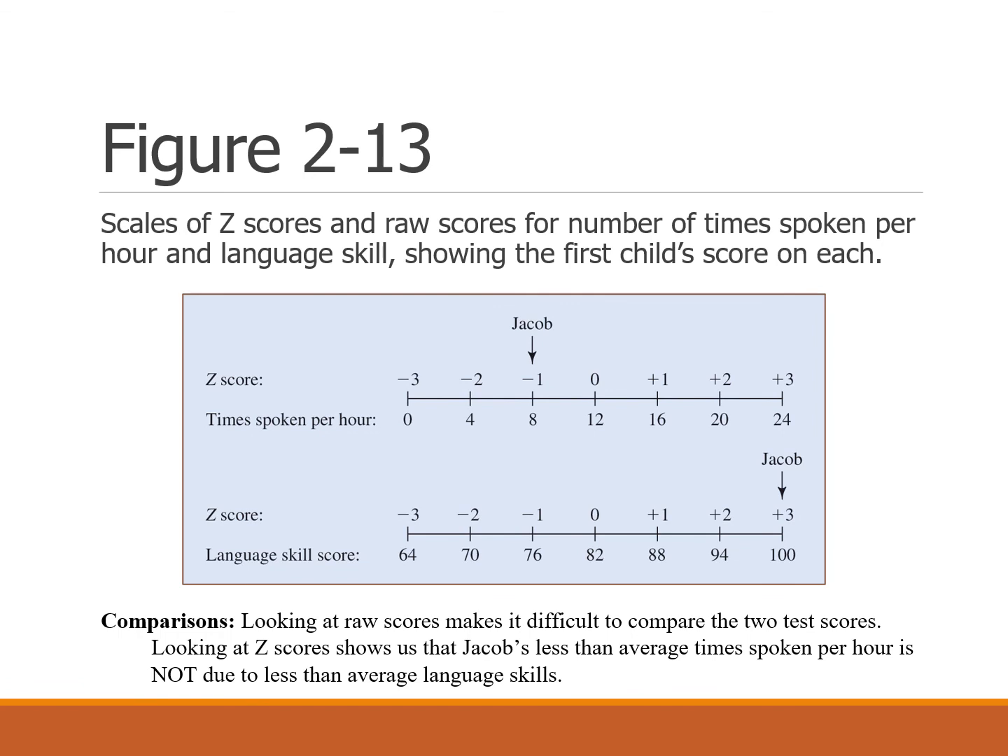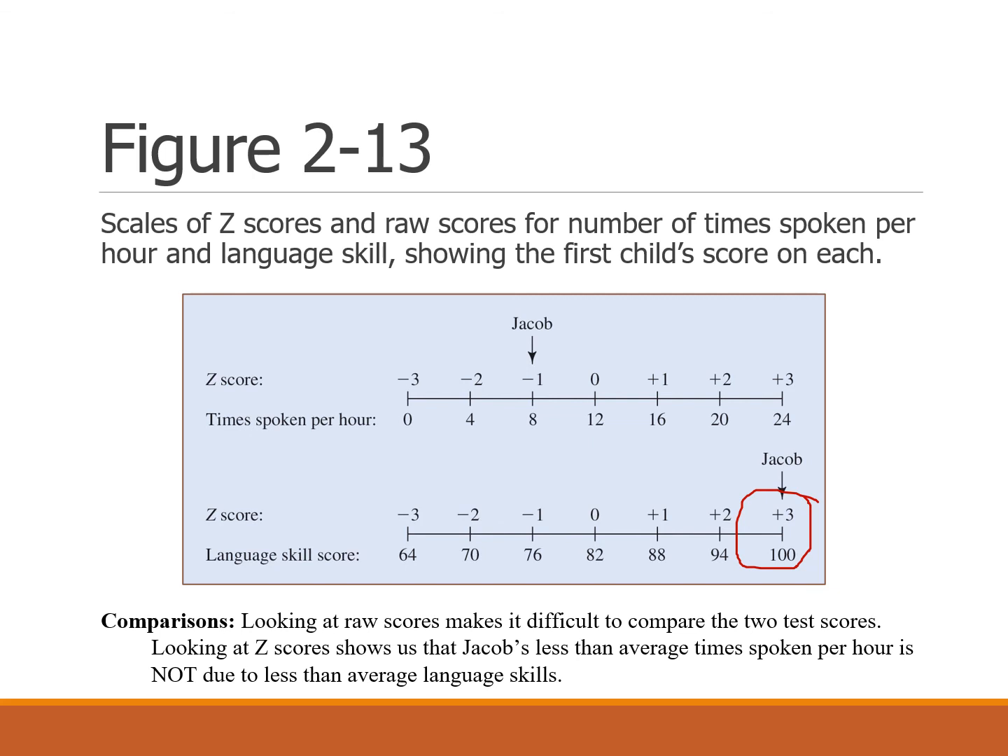So looking at z-scores for time spoken per hour, we look at Jacob's score on the time spoken per hour, and he got a -1, but he was also tested in his language skills. And look at this. He scored a +3 in his z-score on language skills. What does that tell you? When we're looking at both types of scores, we see his z-score here and his z-score here.